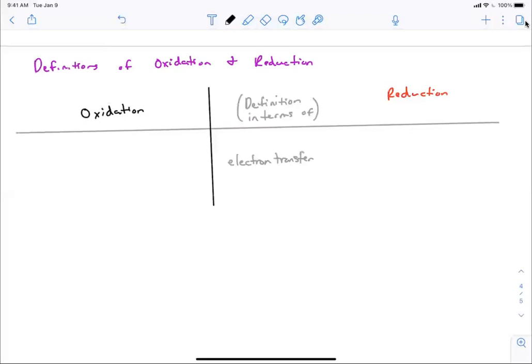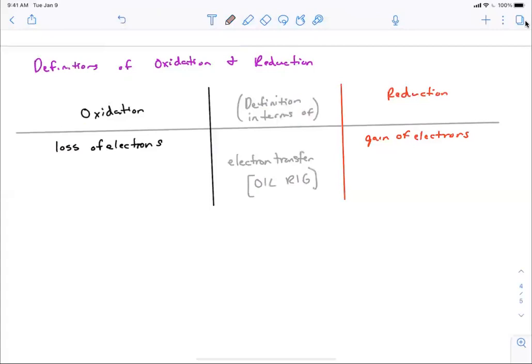So in oxidation, you have a loss of electrons, whereas in reduction, you have a gain in electrons. OIL RIG is the mnemonic device that I usually use to help remember that. Oxidation is loss, reduction is gain. The limitation for this is that you actually have to be able to see the electrons in your reaction to be able to see what's going on.